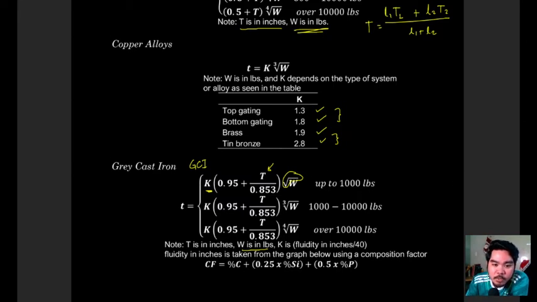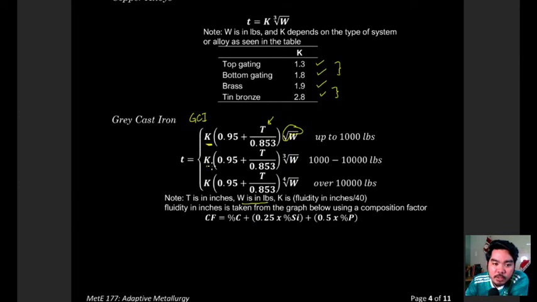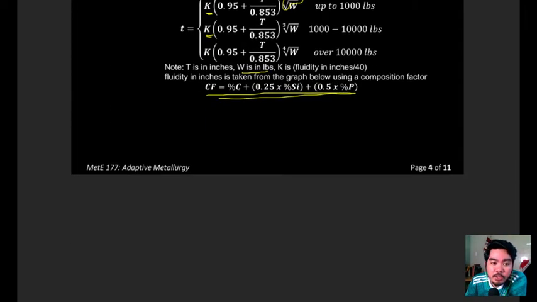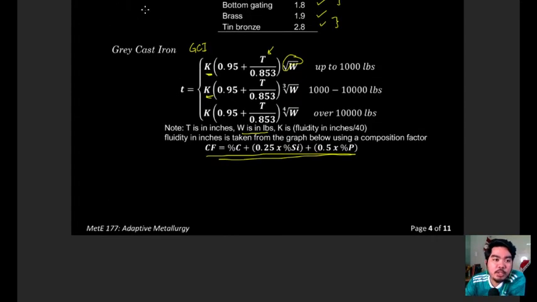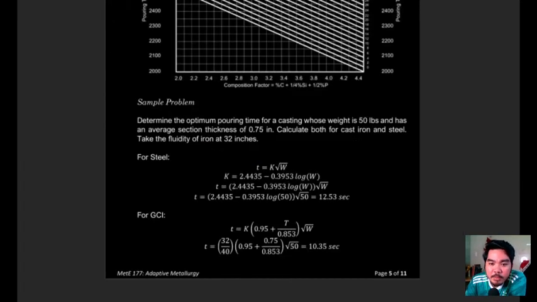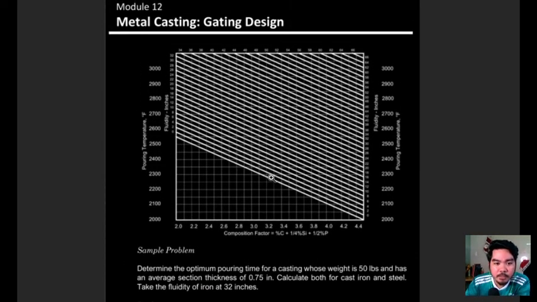Okay. Now to find this fluidity factor K, we usually have graphs, no, and the graphs for gray cast iron use a composition factor, no. This is the %C plus 0.25% of silicon plus 0.5 the percentage of phosphorus. So once you compute the composition factor, you can now use the graph. So the graphs will look like this.